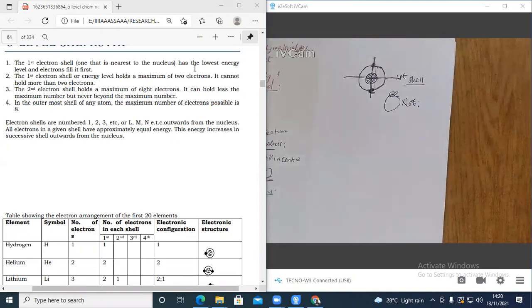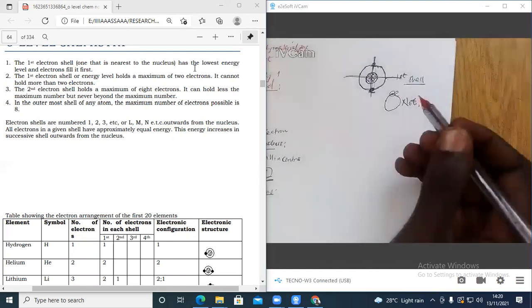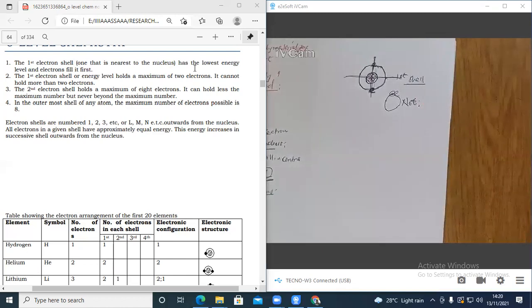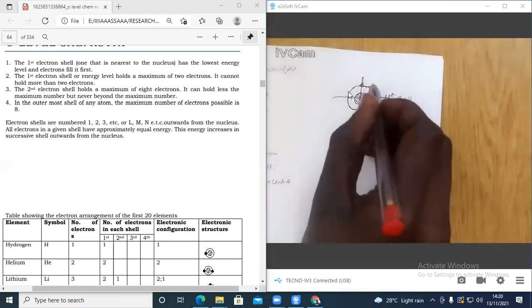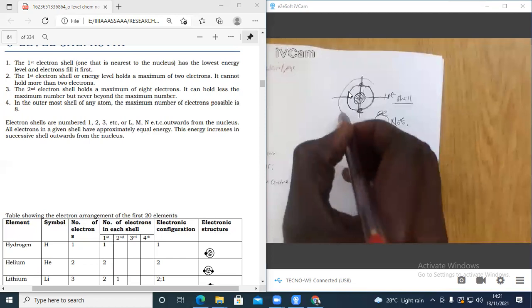Sean, give us what it means. It's saying that the second electron shell, the L shell, can hold a maximum of 8 electrons, and can hold fewer than 8, but can't hold more than 8 electrons. Okay.